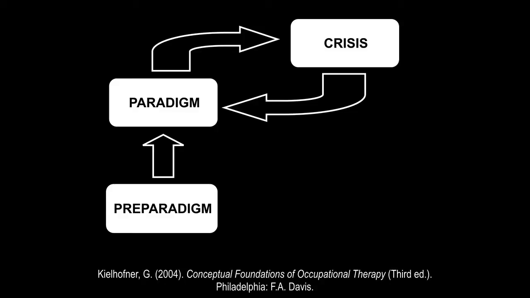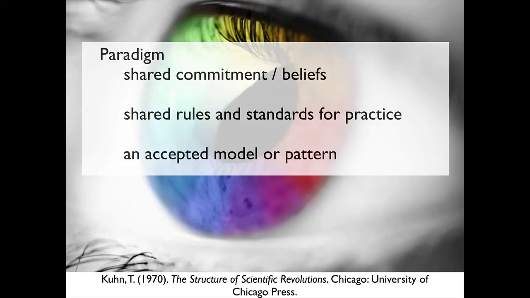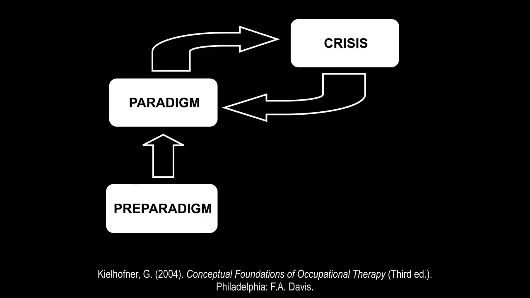In terms of what a paradigm is, Gary Kielhofner borrowed or used work from Thomas Kuhn, who looked at science and the development of science. And in that, a paradigm is that way of thinking about things that captures the shared commitment or beliefs of members of that group, in our case occupational therapy. It also includes those shared rules and standards for practice, and also recognises that there is an accepted model or pattern for seeing the world and seeing things within that group. And so the net result of all of that is that it causes members of that community to see the world in a very particular way. And so that's what the paradigm is.